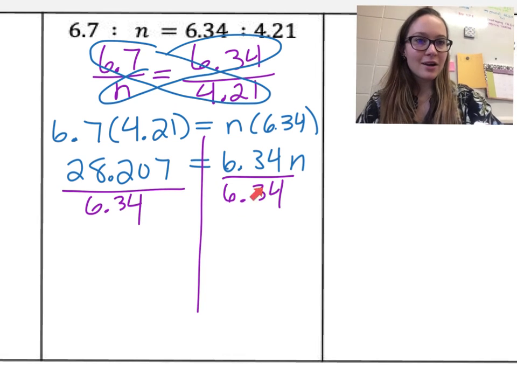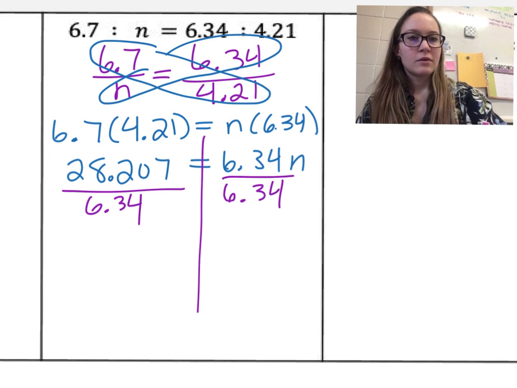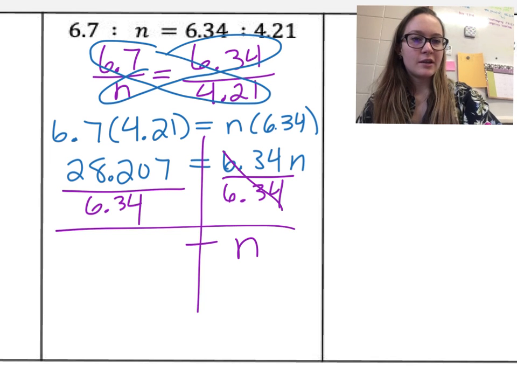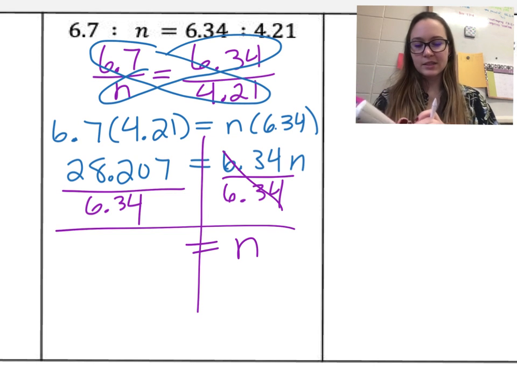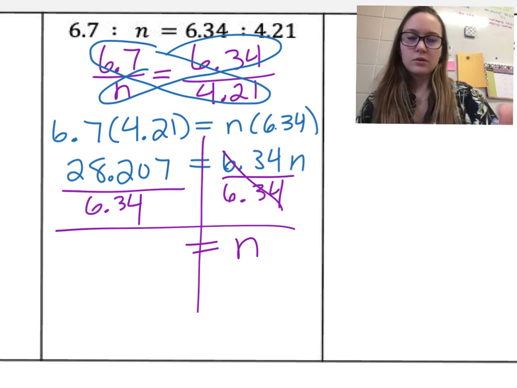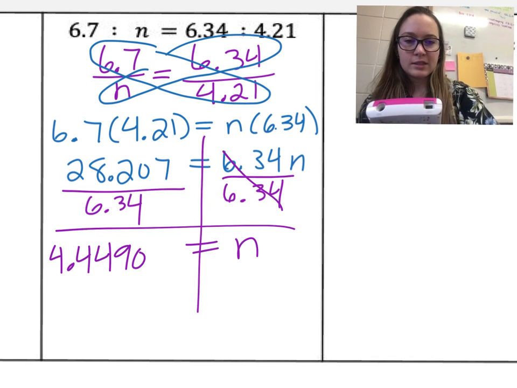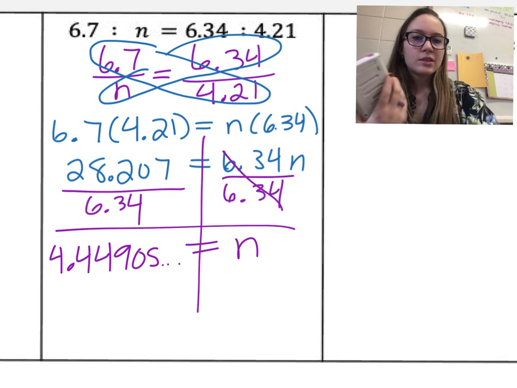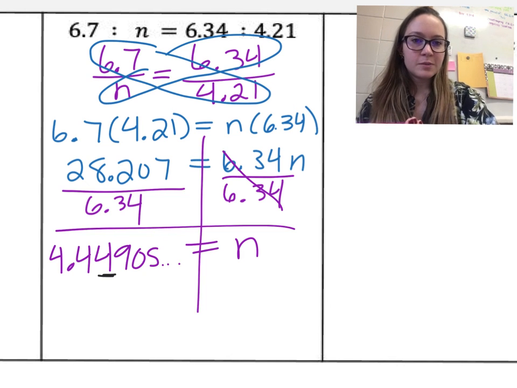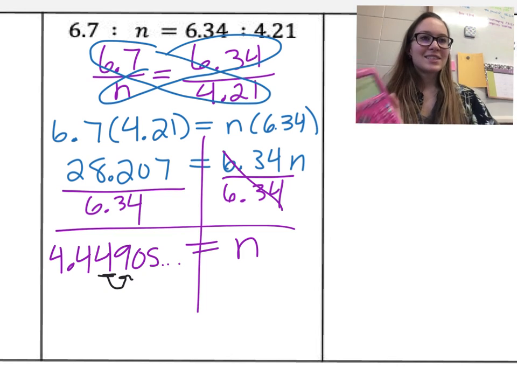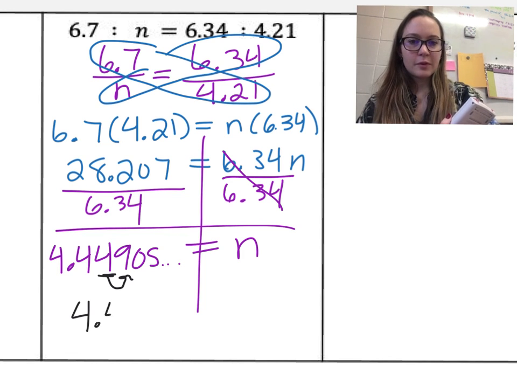What I divide by on the side with a variable, I have to divide by on the other side. Okay, so you just get 1n equals, we're going to take 28.207 divided by 6.34. Ooh, we're going to have to round that. 4.44905, and it goes on. Let's round to the nearest hundredths. So here's the hundredths place. I look to the right. Since 9 is bigger than 5, my hundredths place rounds up to 4.45.